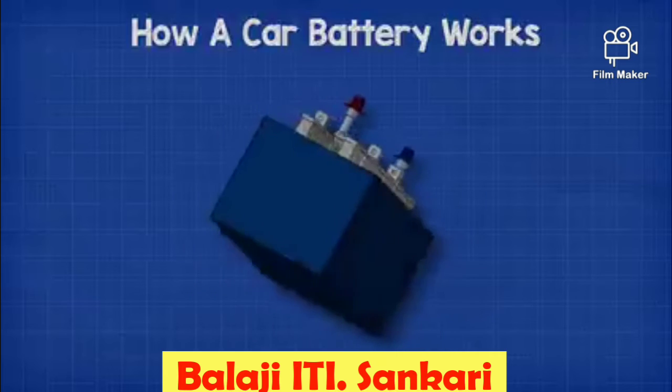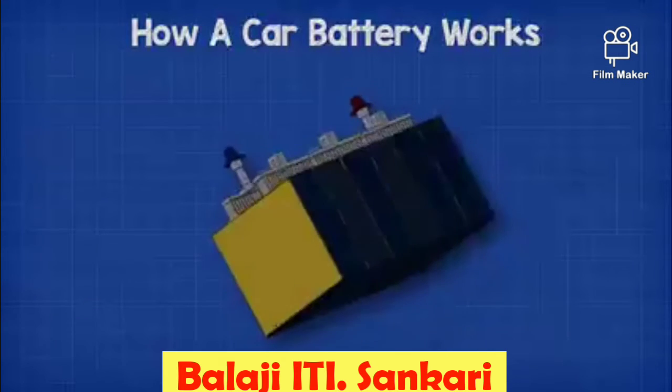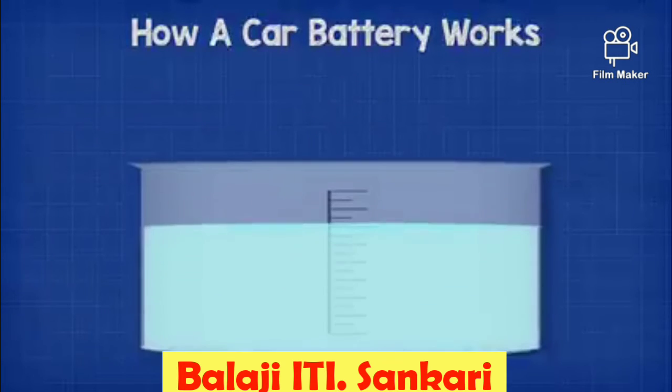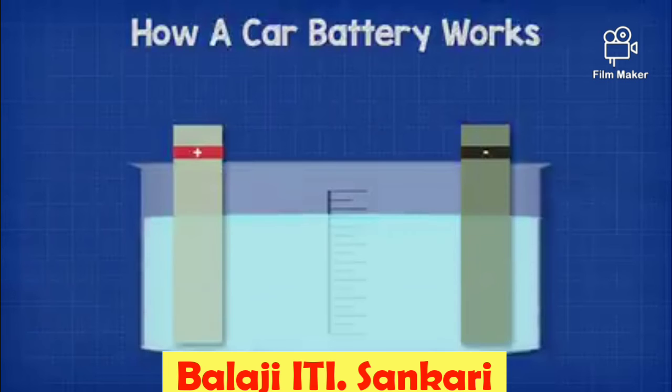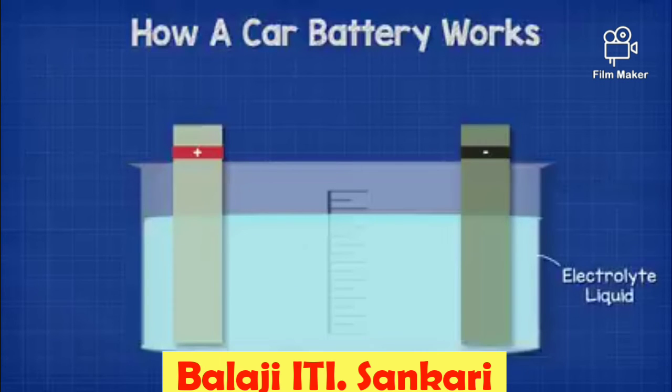Rather than trying to understand this complex construction, we're going to simplify it down to this simple model of a cell with a single cathode and anode. In this cell, we have the electrolyte liquid, which is 1/3 sulfuric acid and 2/3 water. We have the positive electrode, which is the cathode.